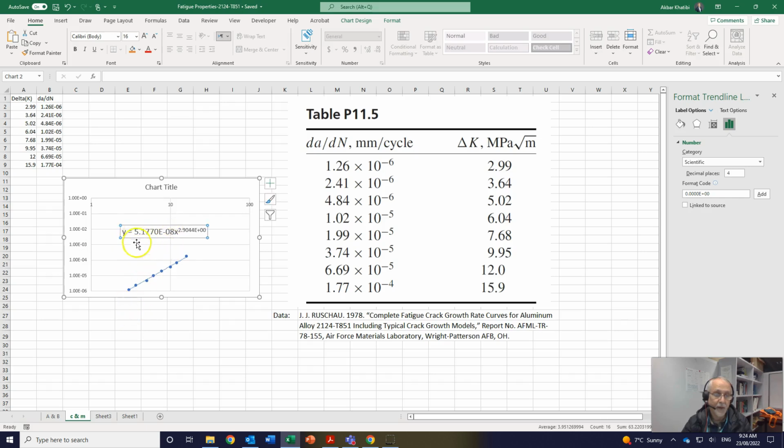So now from here, C will be 5.177 times 10 to the minus 8. This is in millimeter per cycle divided by megapascal square root of meter. And M will be 2.9044. So that is one C and M value you can use.